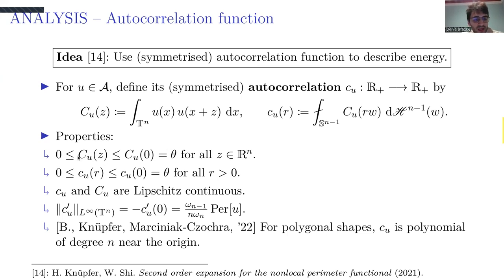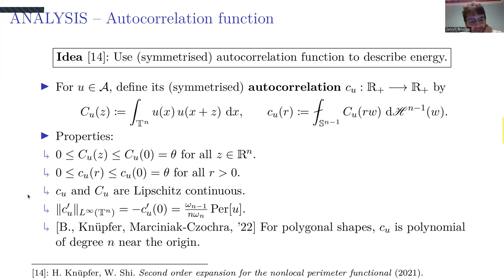The first one is that we have estimates in terms of the autocorrelation function itself. We know that it is always bigger than zero and always smaller than its mass, which is very neat. We also know that both autocorrelation functions are Lipschitz continuous, and we know the Lipschitz constant exactly. In the case of the symmetrized autocorrelation function, it is given by the perimeter of u times a constant that depends on the dimension, which is also very nice to know.